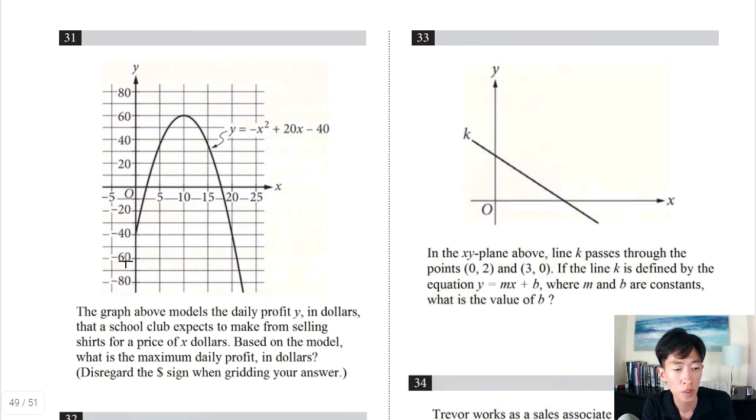Question 31. The graph above models the daily profit Y in dollars that a school club expects to make from selling shirts for a price of X dollars. Based on the model, what is the maximum daily profit in dollars?